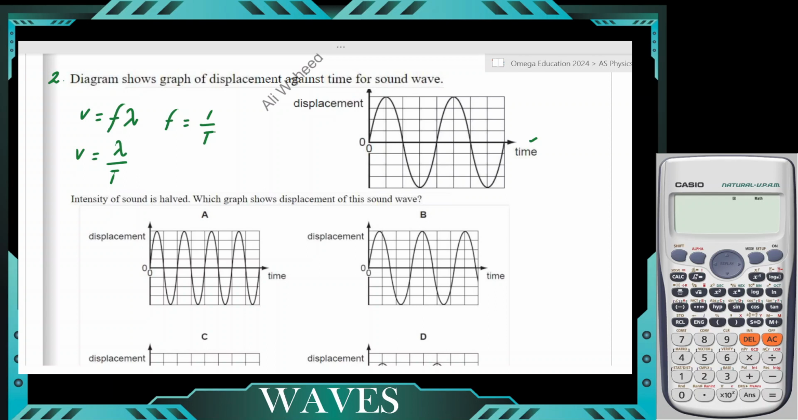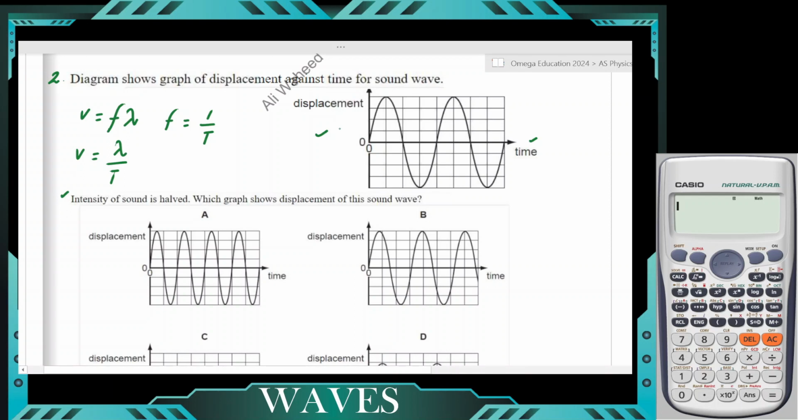But anyway, this one question reads, intensity of the sound wave is reduced to half. Which graph shows the displacement of this sound wave? So whatever the intensity was previously, now the intensity is reduced to half of it. We don't know what the intensity was in this graph, but what we know is that the new intensity is reduced to half of the original.